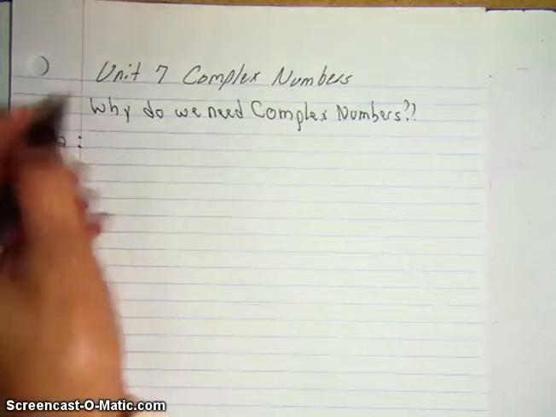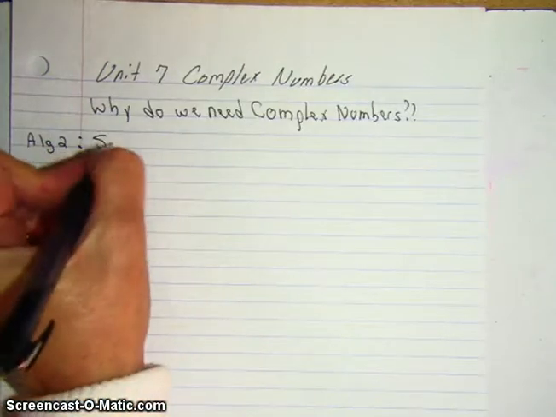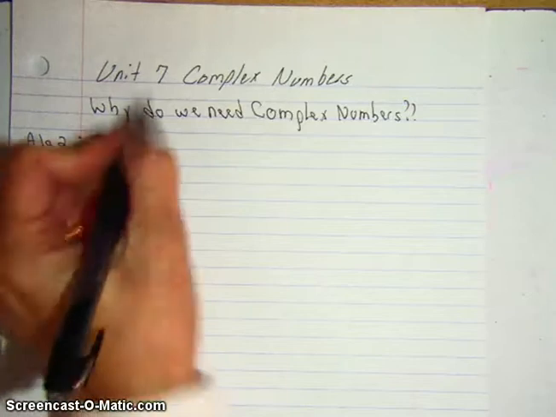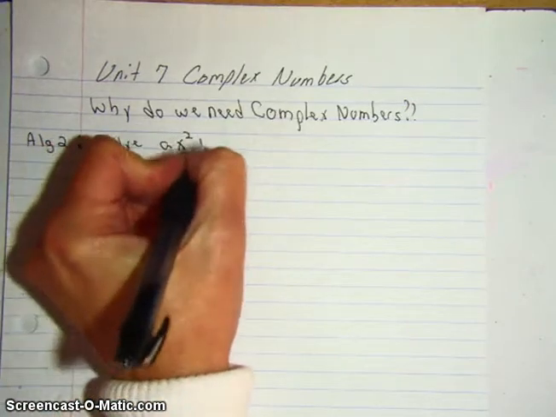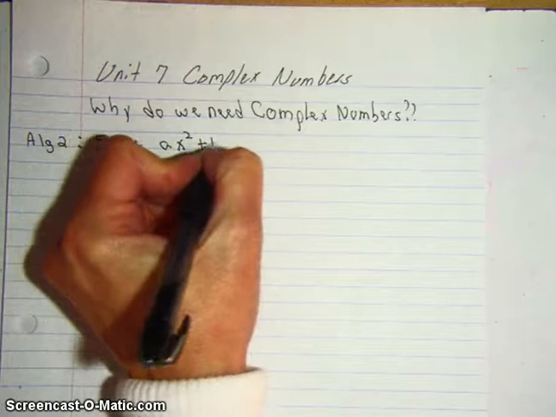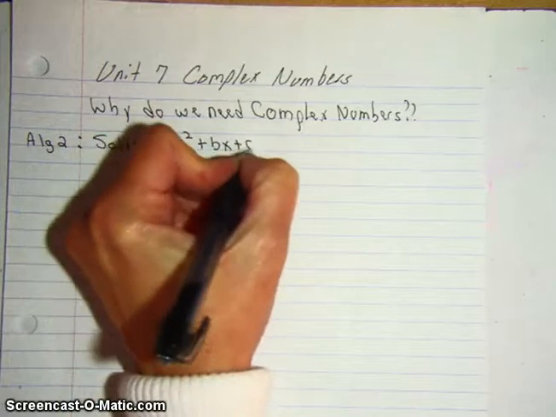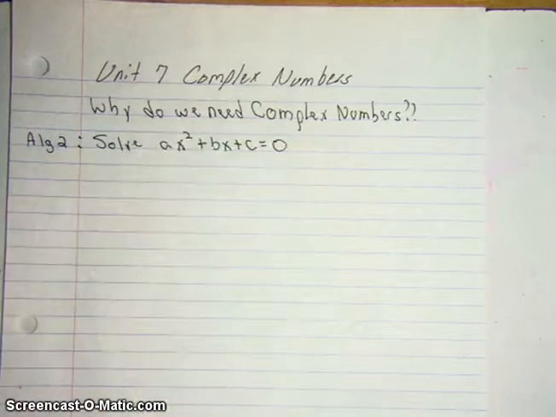Okay, in Algebra 2, you were asked to solve equations in this form: ax squared plus bx plus c equals 0. Remember, yes? Oh, I remember. Okay.